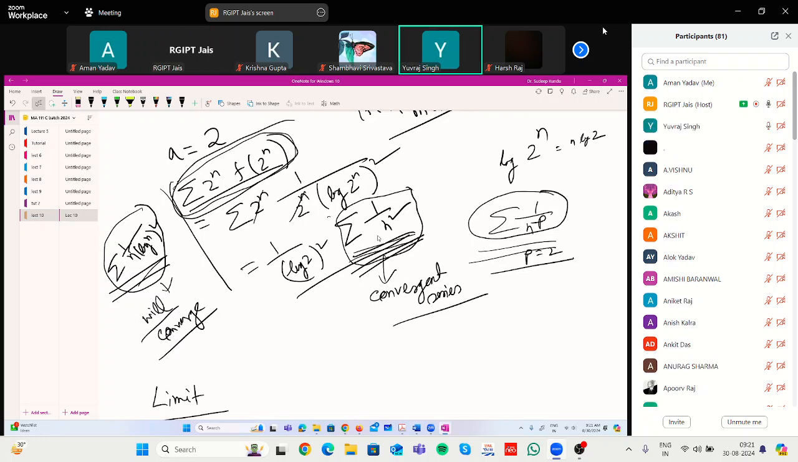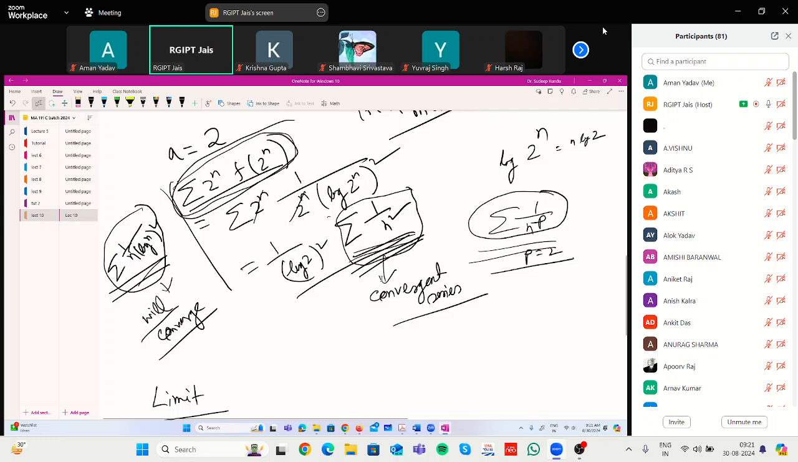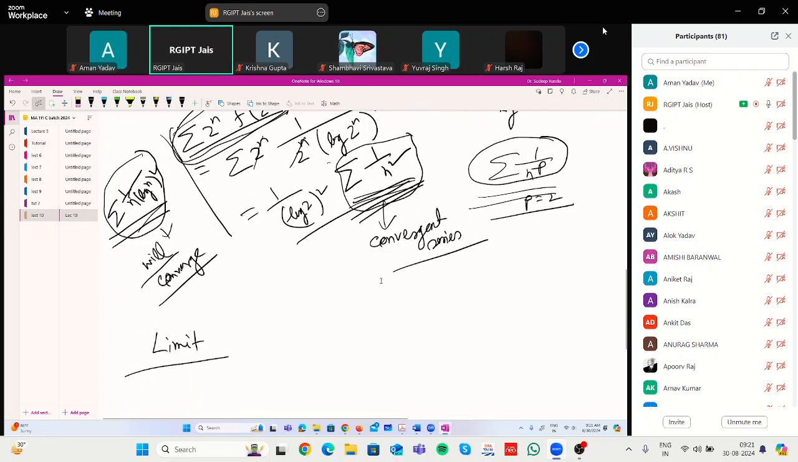So there are total 5 tests. First one is comparison test. Second one is comparison test in limit form. Third one is D'Alembert ratio test. Fourth one is Cauchy's root test. And fifth one is Cauchy's condensation test. And for each test, if in the exam any specific test is not given, you can check by any one of the tests. But if it is specified, then you have to check only by that test.